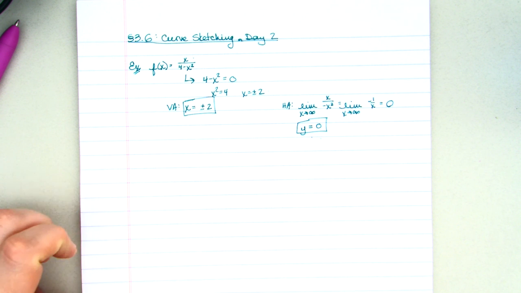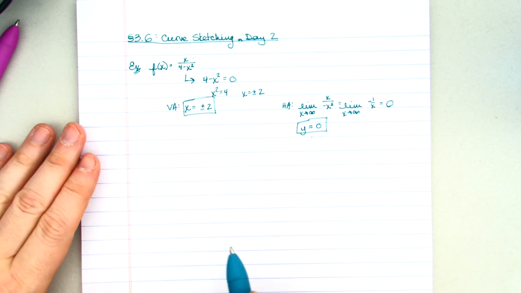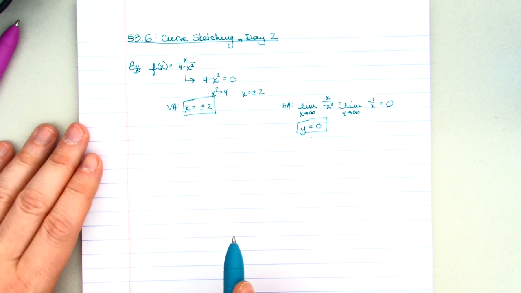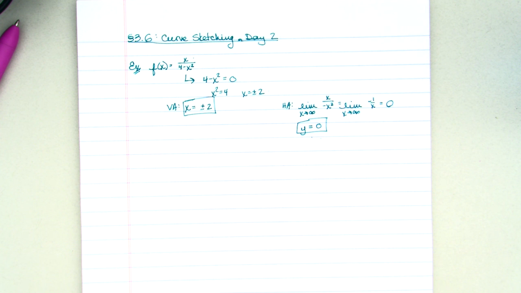The next thing we need to do is, we're not going to bother with intercepts with these. We're just going to move on to our first derivative and our second derivative. I'd like to see if you can take a moment and calculate your first derivative, simplify it, and then stop.